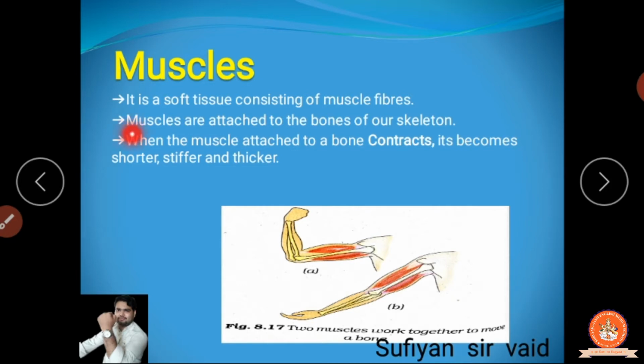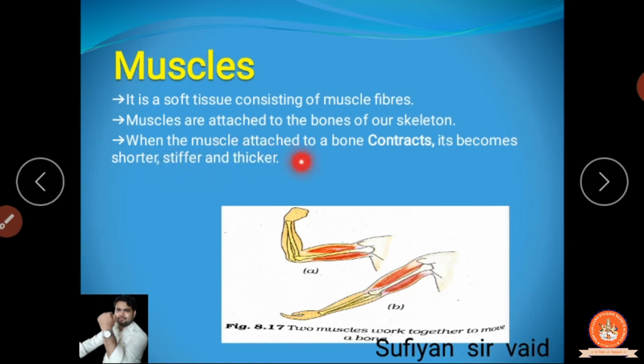So muscles are attached to the bones of the skeleton. This is the skeleton. You can see the laser light. Clear? This is the bone. Skeleton means this is the bone. Clear? And the brown color, or you can say the red color, this portion is known as what? It's a muscle. Clear? The covering of the bone is known as muscle.